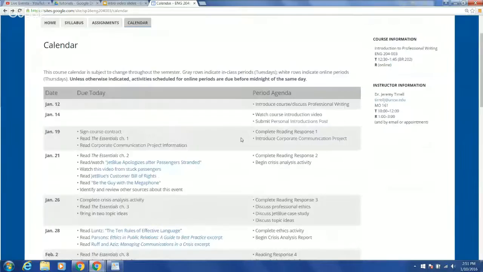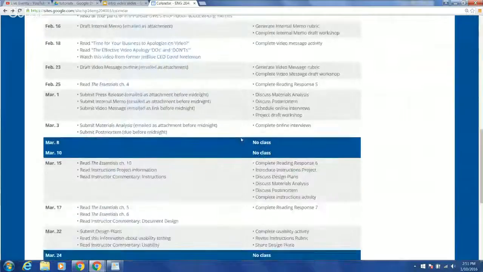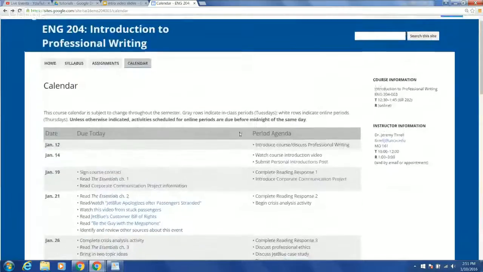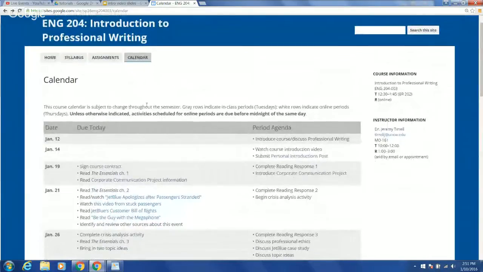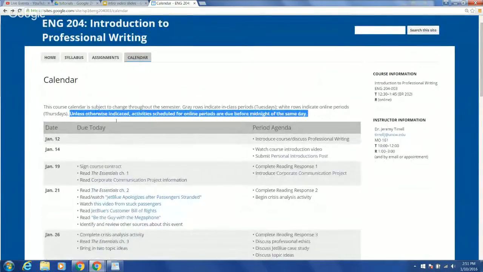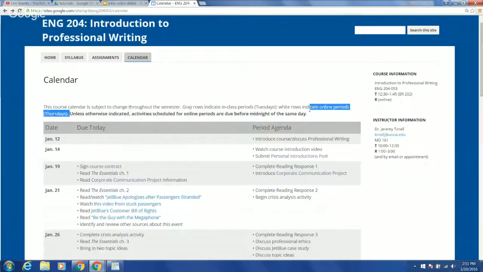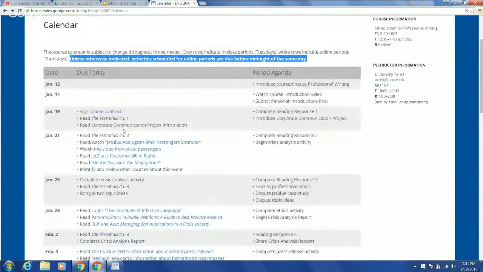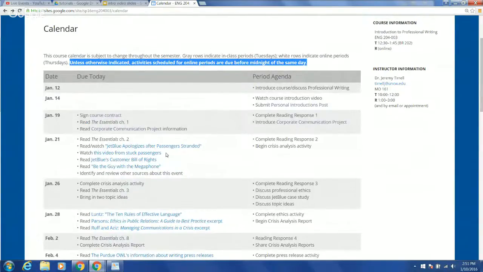So that's how the calendar works. You can go through the entire semester and just keep up with here's what's going on, here's what's due, here's what I need to prepare. One thing to be aware of is that we do have stuff due both in class and during online periods. So you can see even for online periods, we'll have things that we should have done. As it points out, activities scheduled for online periods are due before midnight of the same day.